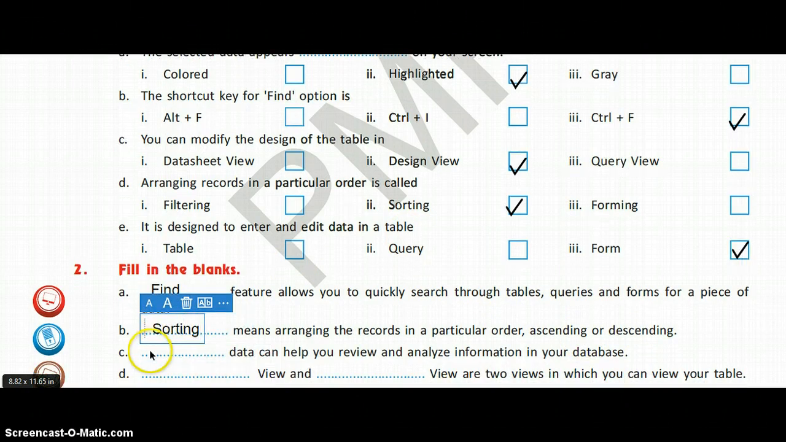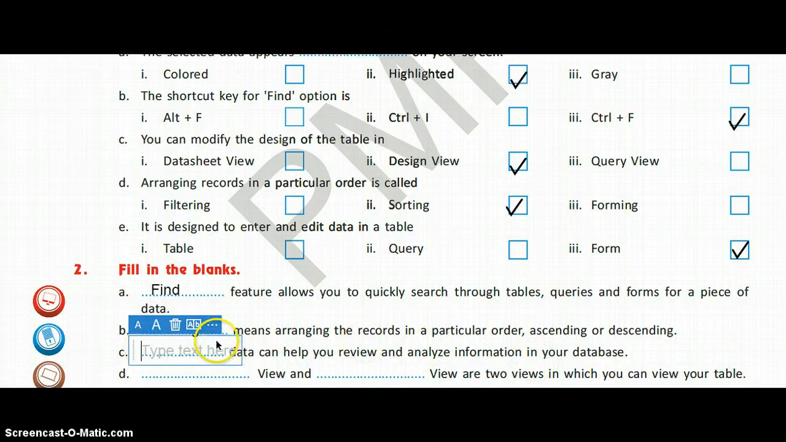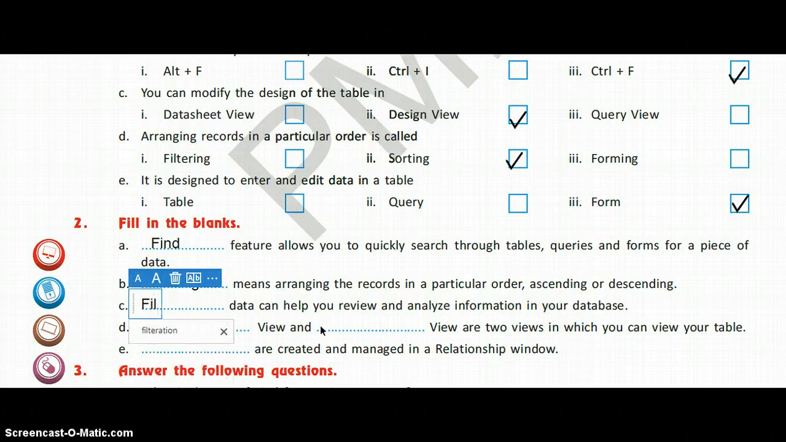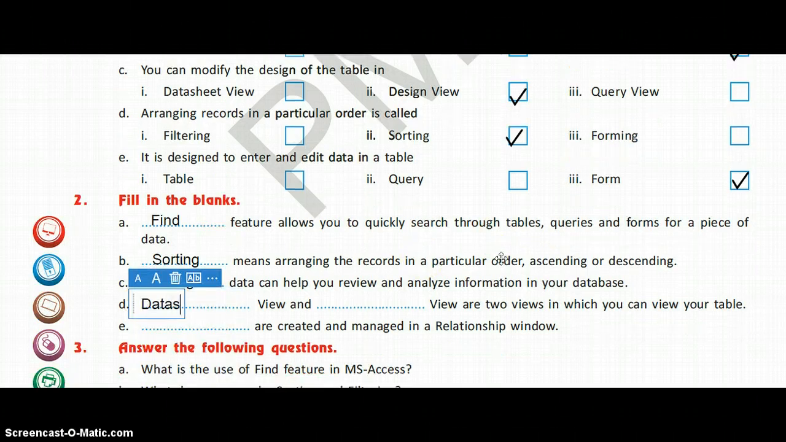sorting. Now next. Dash data can help you review and analyze information in your database. So it is filtering. When we filter data, we can review and analyze it in a better way. Now dash view and dash view are two views in which you can view your table, and we know that this is datasheet view and design view. These are the two views.